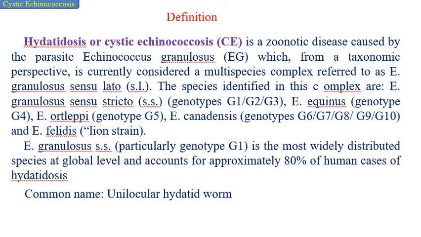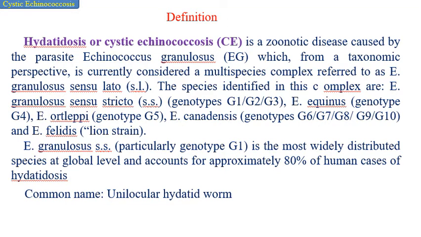Echinococcus felidis is the lion strain. Echinococcus granulosus sensu stricto, in particular genotype G1, is the most widely distributed species at a global level and accounts for approximately 80% of human cases of hydatidosis. Common name: unilocular hydatid worm.